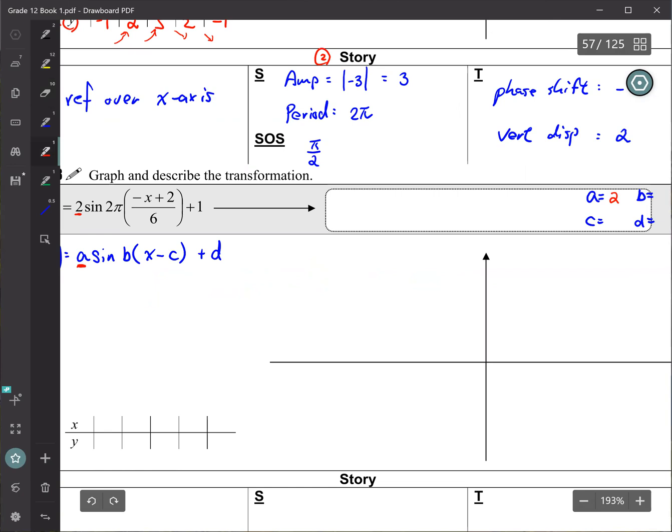Very good. D is whatever is after the brackets, so the very last one, that's the D. So D is 1. The harder part is the thing inside. Okay, Tiana, what do you think the C is?